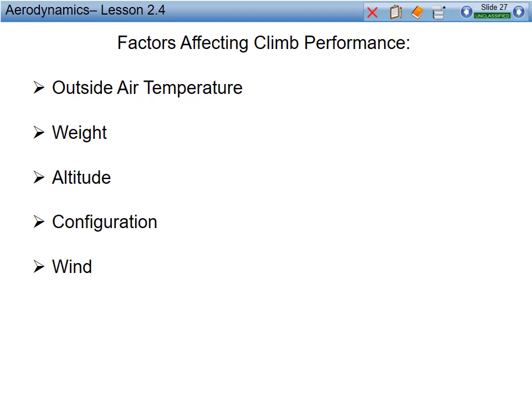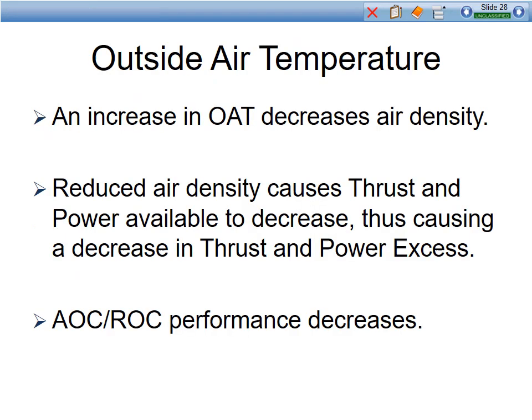Factors affecting climb performance: outside air temperature, weight, altitude, configuration, and wind will all be discussed. An increase in outside air temperature decreases air density. Reduced air density causes thrust and power available to decrease, thus causing a decrease in thrust and power excess. Angle of climb and rate of climb performance will decrease.